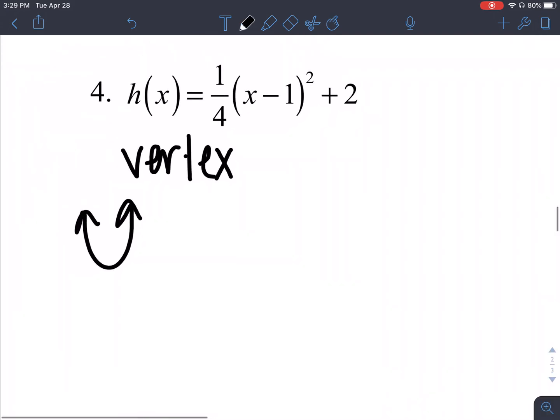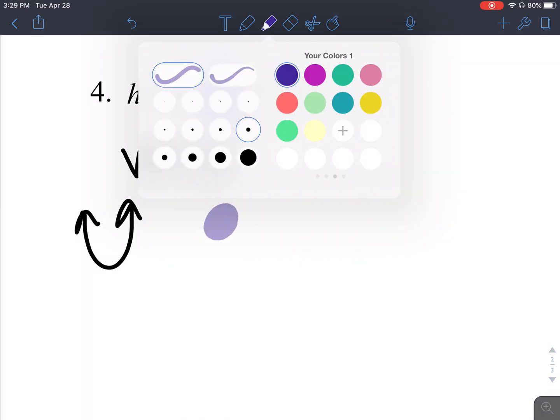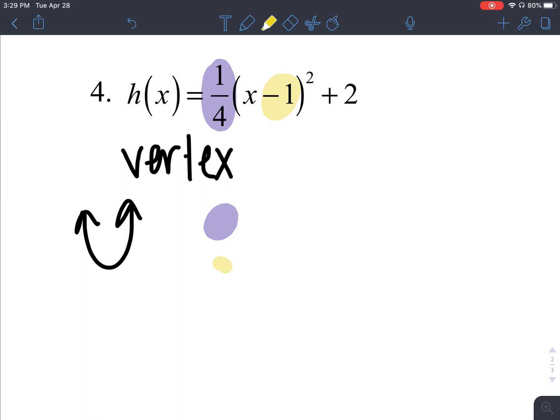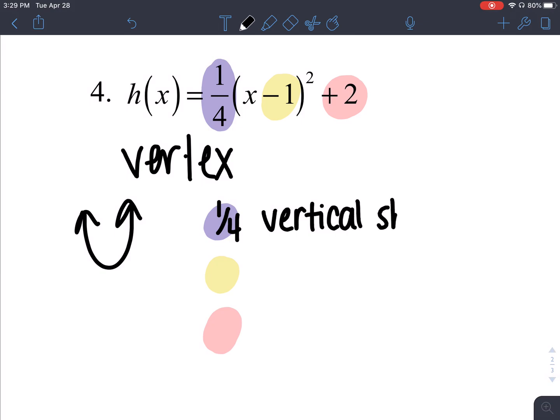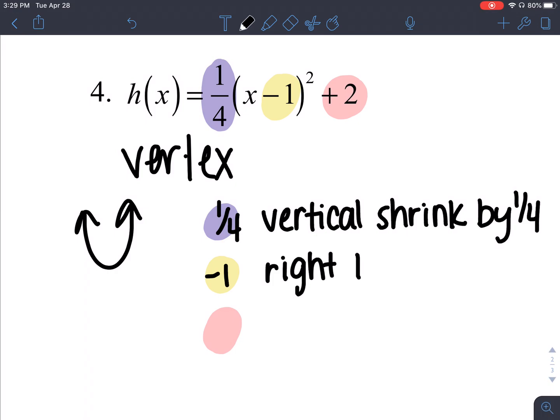Okay, when we're dealing with vertex form, we want to identify our transformations. So each transformation, each number tells us something about how our quadratic is being transformed. And we always do our transformations left to right. So the first thing I see is that 1/4. That 1/4 tells me there's going to be a vertical shrink by 1/4. That -1 is inside, so that's telling me to go right 1. And then I see that +2, which tells me up 2.